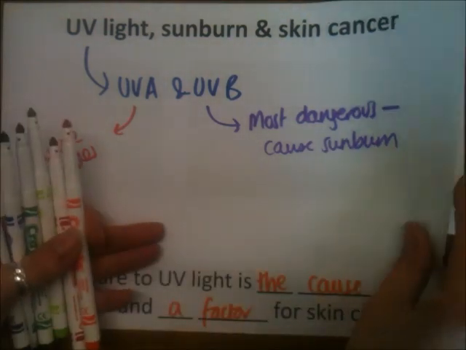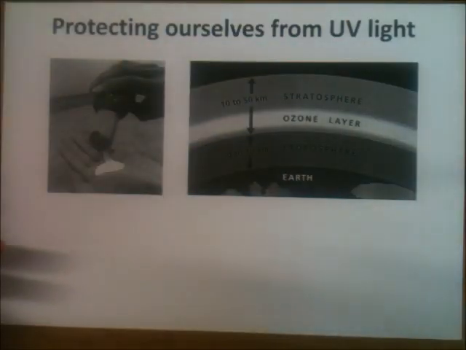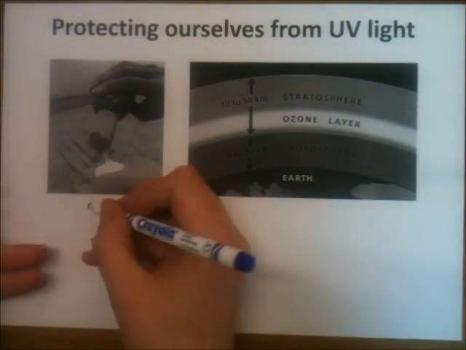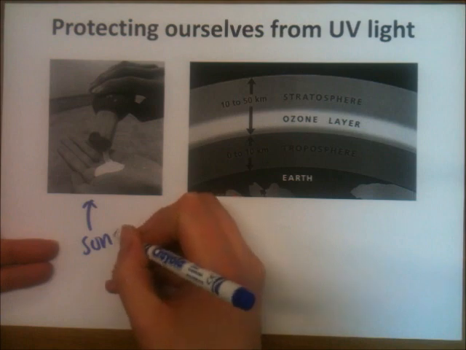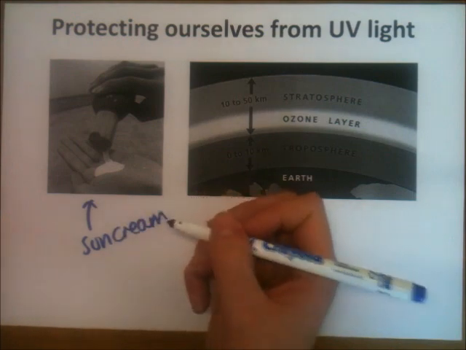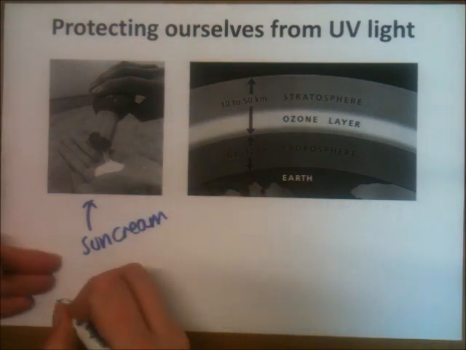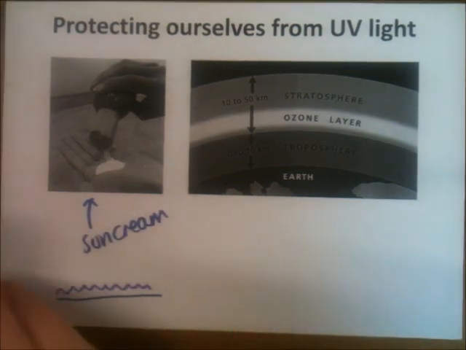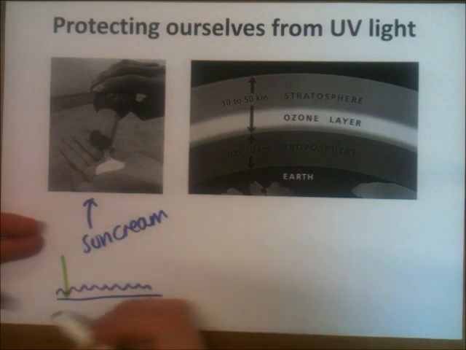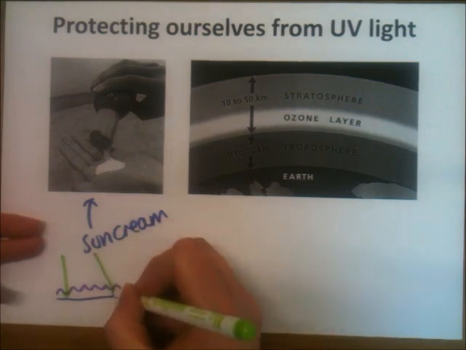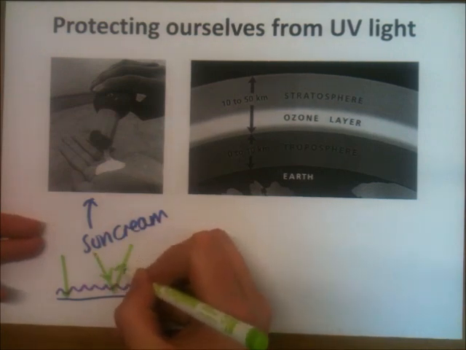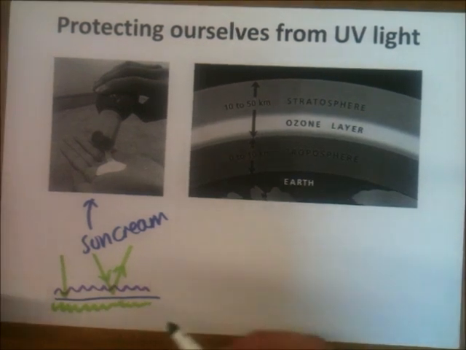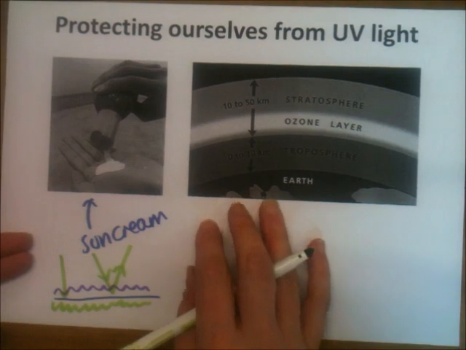Now, we can protect ourselves against UV light in certain ways, and the atmosphere does a bit for us. So the first one, the most obvious one that we all probably know, is using sunscreen. So sun cream, or sunscreen, or suntan lotion as I call it, can either do two things. So you have your skin there and you put your layer of sunscreen on top, okay? Now it can either absorb UV rays, or it can reflect them. So they can either bounce off or be absorbed. Either way, it stops it getting through to the skin underneath. Okay, so sun cream either absorbs or reflects UV light.